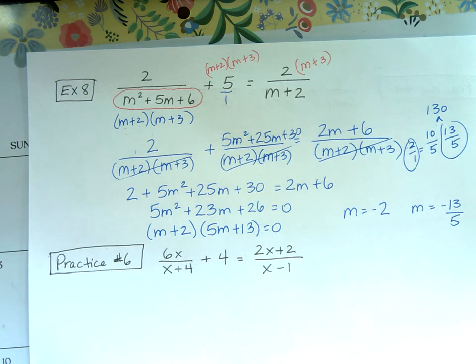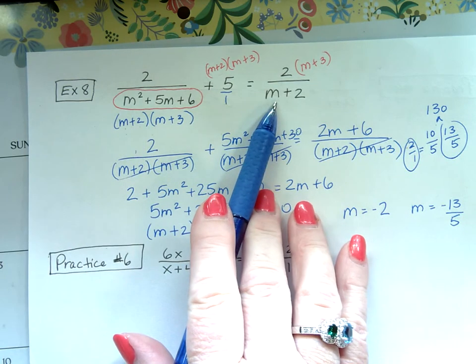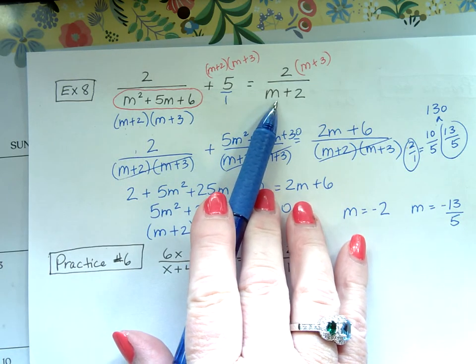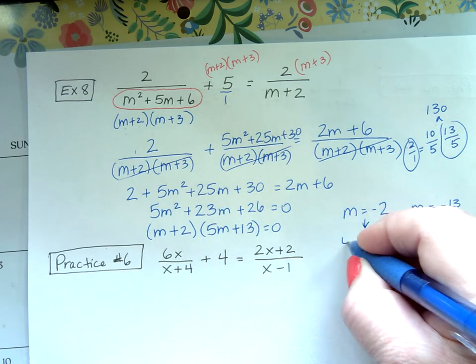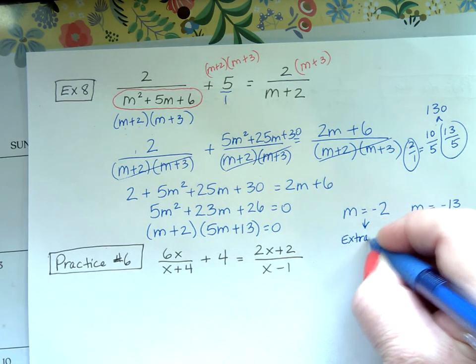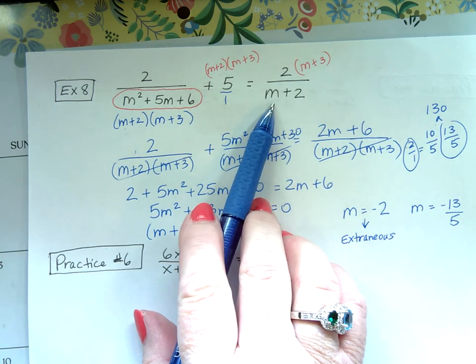Check them in your question. If I have a negative 2 in here, well, look right here. Look at this guy. Negative 2 plus 2 is 0. Automatically, you can see that that's not going to work. So I get this guy's extraneous. If I put negative 13/5, that's like negative 2 3/5. Definitely not 0. Definitely not 0. So this is your answer.